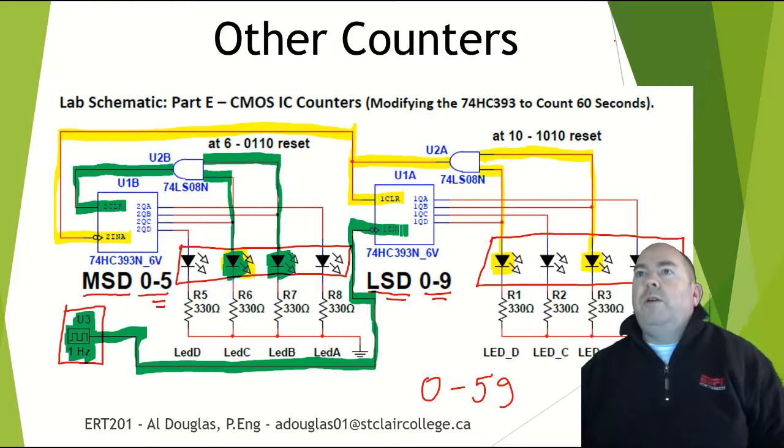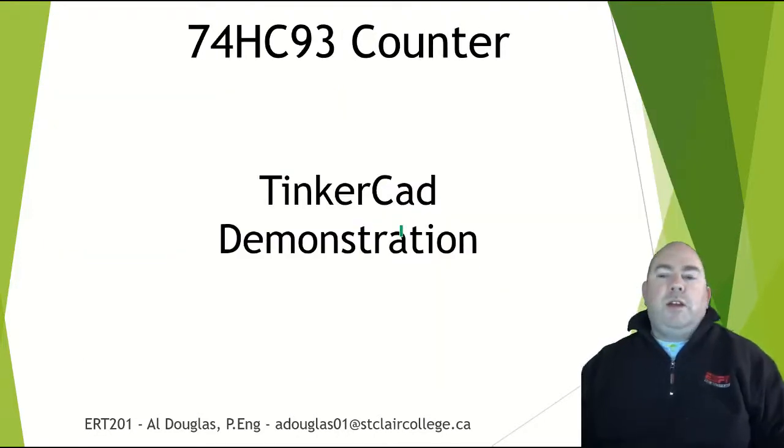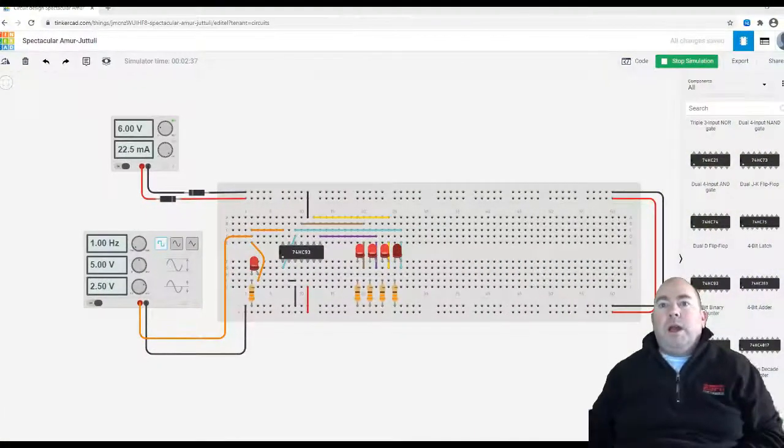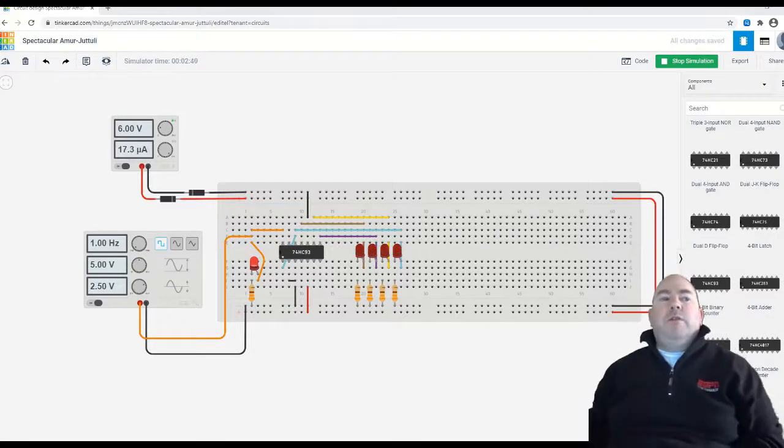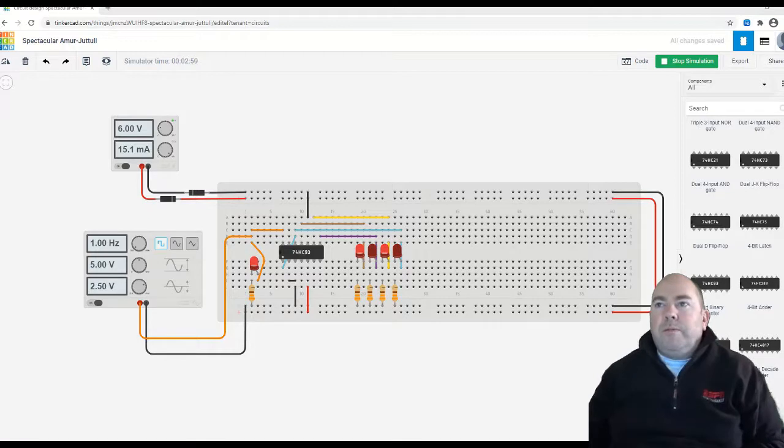Okay, so we will demonstrate this one in Tinkercad. It is pretty interesting, so that is a good lab there. Okay, this is part E of the lab. So this one we are going to use the 74HC93 chip in the lab, or in the physical breadboard.